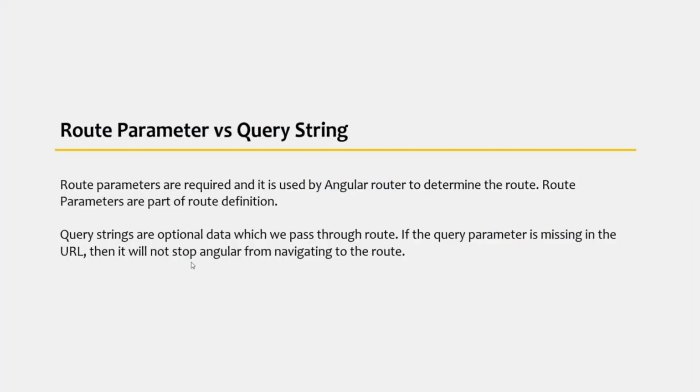Query parameters, we also call them query strings, are just optional data which we pass through a route. If the query parameter is missing in the URL, then it will not stop Angular from navigating to the route, because it is just some optional data which we pass with the route.